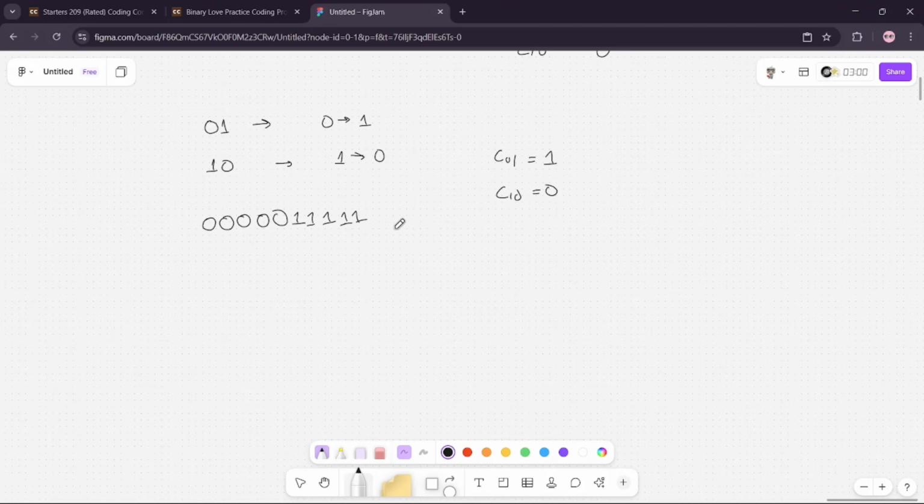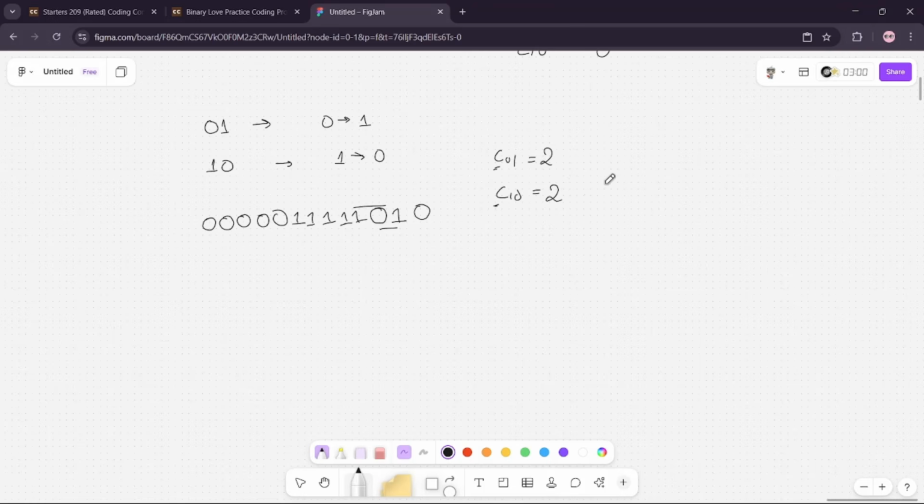But whenever I get a different bit again, my count of C10 is going to get incremented and become 1. Now, if I get another 1 here, then my count of C01 is incremented and becomes 2. If I get a 0 here, then my C10 becomes 2. If you observe carefully, every time, C01 and C10 are getting incremented alternately.